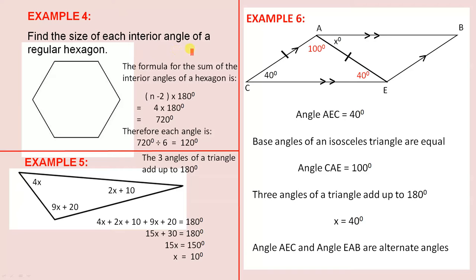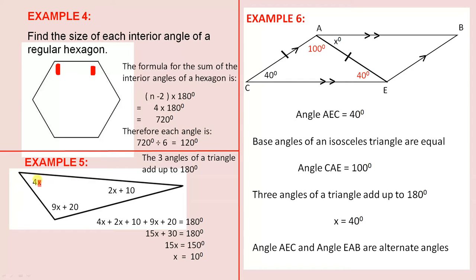Example 4. Find the size of each interior angle of a regular hexagon. The formula for the sum of the interior angles of a polygon is n minus 2 times 180. In fact, that's the formula for any polygon. In this case, n is 6, so 6 minus 2 is 4. 4 times 180 is 720. Therefore, each angle is 720 divided by 6, which is 120 degrees. So each of these angles here, those 6 of them, are 120 degrees each.